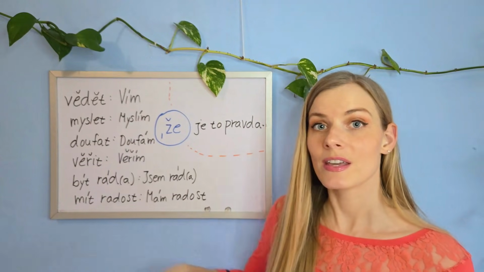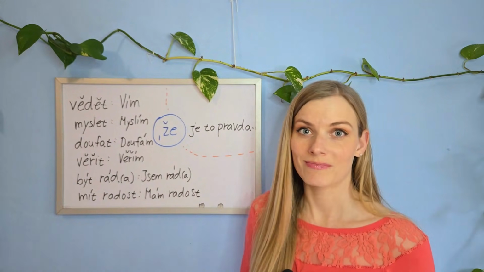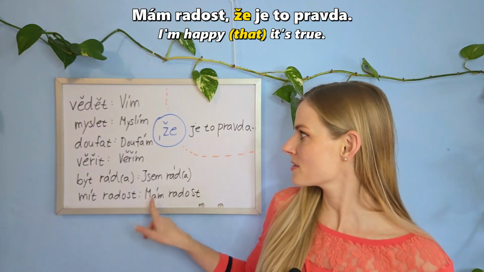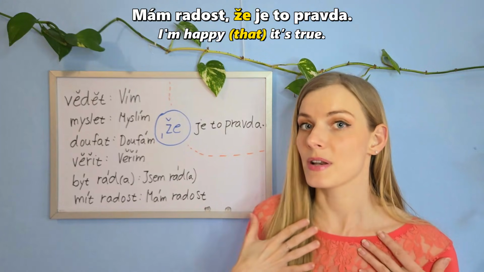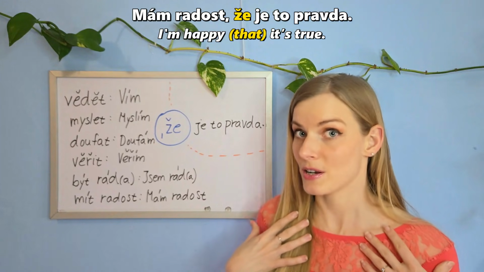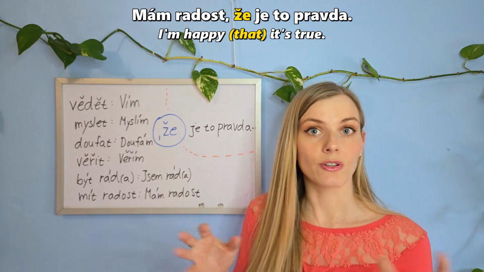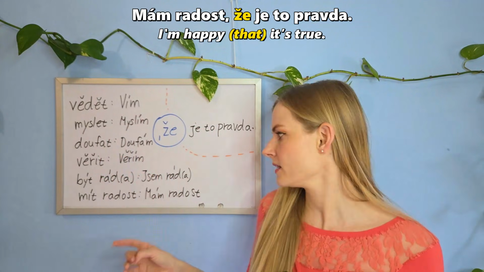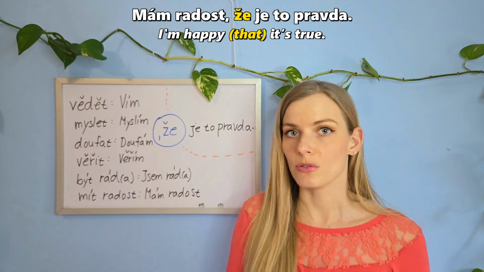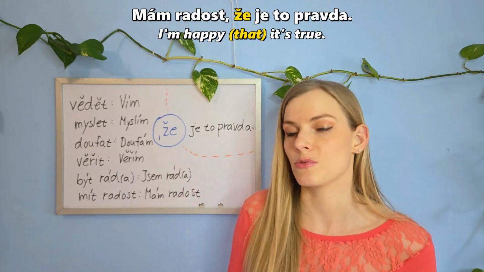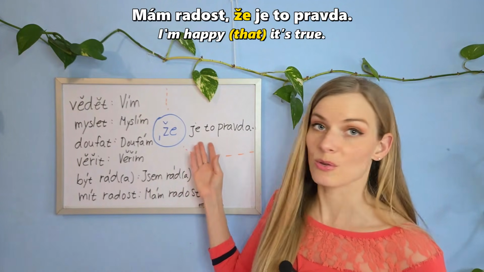Or mít radost. Mít radost is to be happy. Literally, to have joy. Mám radost. Mám radost, že je to pravda. These two are very, very similar. Jsem ráda and mám radost. Jsem ráda is more like I'm glad. You're not overly excited. And if you say mám radost, it's a little bit more emotional. You put more emotion into that. I feel joy. Mám radost. Mám radost, že je to pravda.